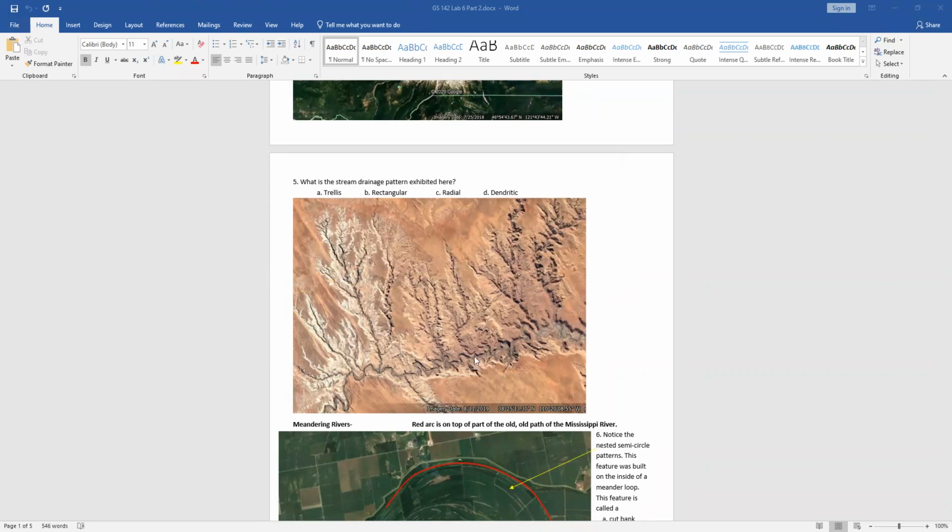Well, here's the main stream, and it's meandering, and then it's got these branching type of structures of all the tributaries branching away from the main stream. And that's the key to which one this is. Is it trellis, rectangular, radial, or dendritic?